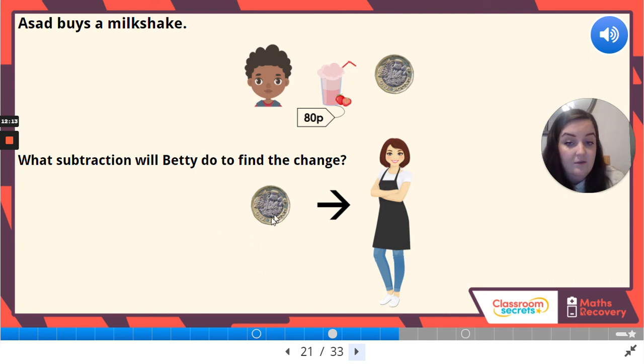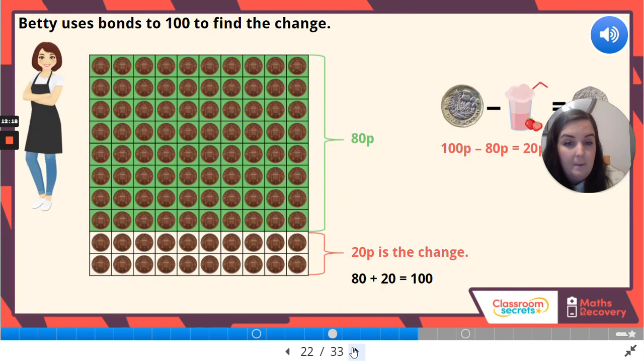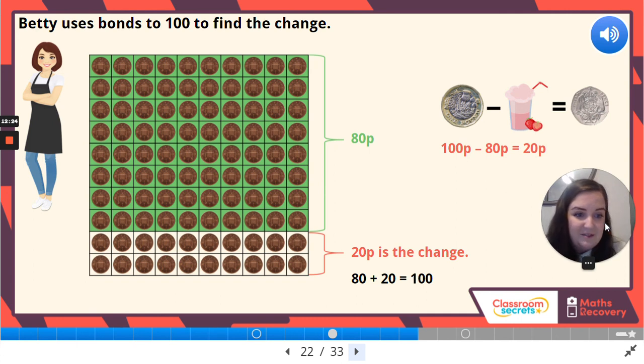So he's going to give her a £1 coin. So the subtraction should be 100 take away 80. 100p is the same as a pound. So you've got 100p take away 80. So 10, 20, 30, 40, 50, 60, 70, 80. 80 pence has been taken away, and then you're left with 10 and 20p. So that could be £1 take away 80p is 20p, or 100p take away 80p is 20p.